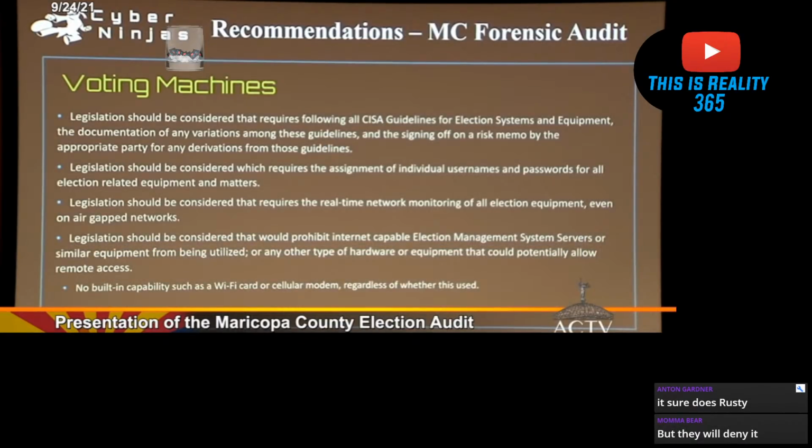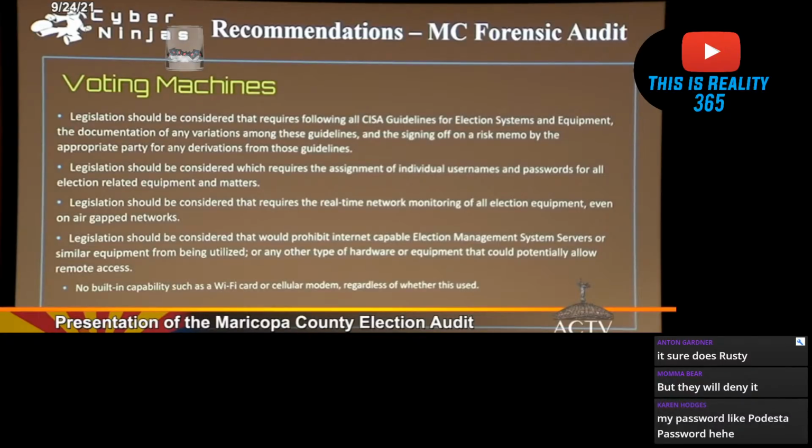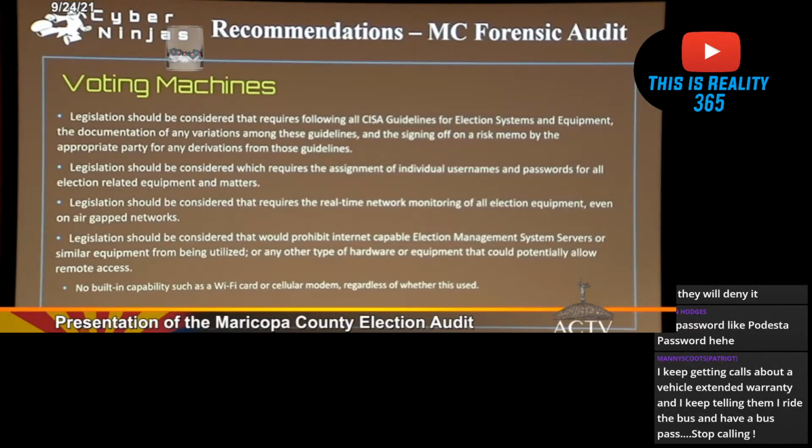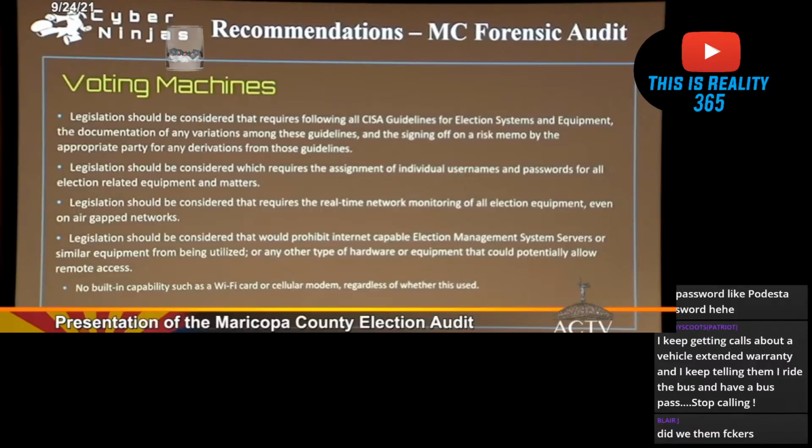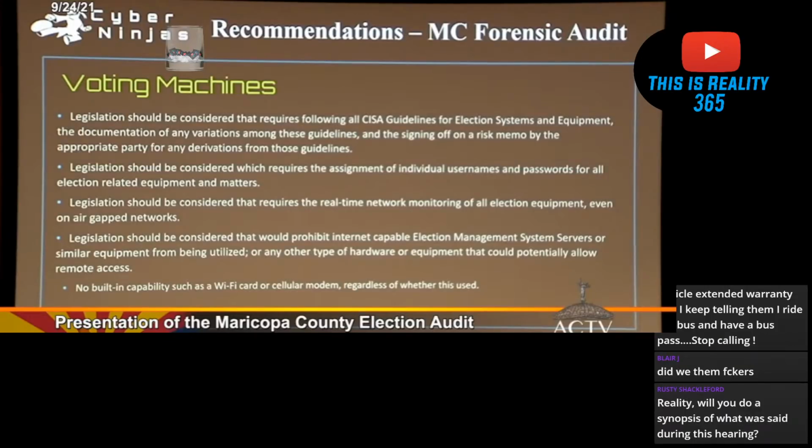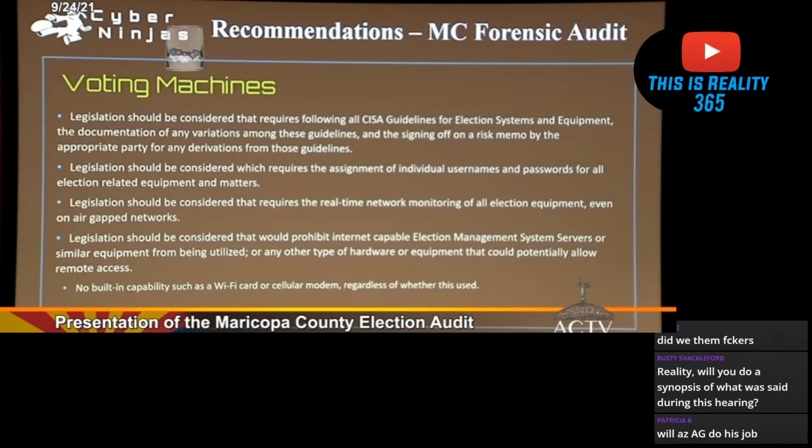And legislation should be considered that would prohibit internet-capable election management system servers or equipment from being utilized. There's a number of devices that, when you look at the serial numbers from the Pro V&V and SLI audits, show that they had Wi-Fi cards and stuff put into them. Anytime the capability is within a device, there's the potential for it to turn on, or for someone to turn it on and activate it, or use it to connect to some other device.